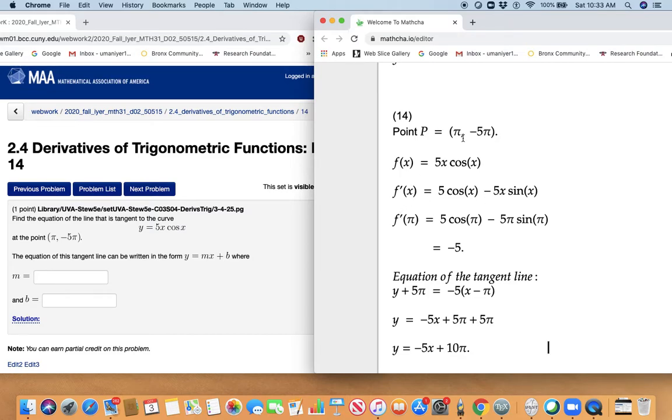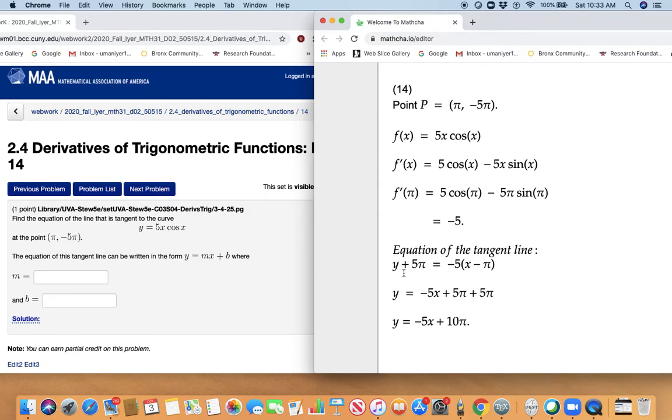Okay. Now we are going to plug in x equals pi. So 5 cosine pi minus 5 times pi sine of pi. Sine of pi is 0. So all of this goes away. Cosine pi is negative 1. So f prime at pi is negative 5. So that's your slope.